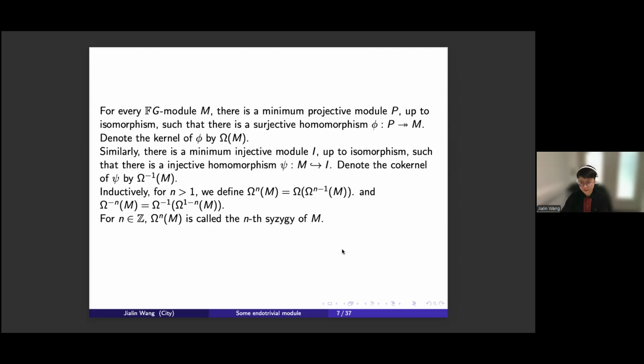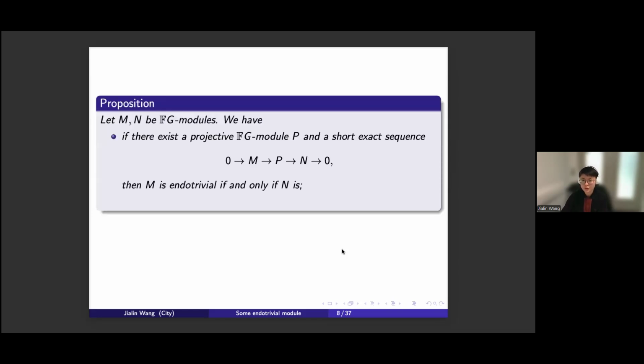And this omega n of M is called the nth syzygy of M. So the reason I want to say this is that if we have two modules M and N and a short exact sequence M to P to N, where the middle term P is projective, then M is endotrivial if and only if N is. And we have a short exact sequence from omega M to P to M. So it tells us that M is endotrivial if and only if omega M is endotrivial. In fact, M is endotrivial if and only if any nth syzygy of M is endotrivial.